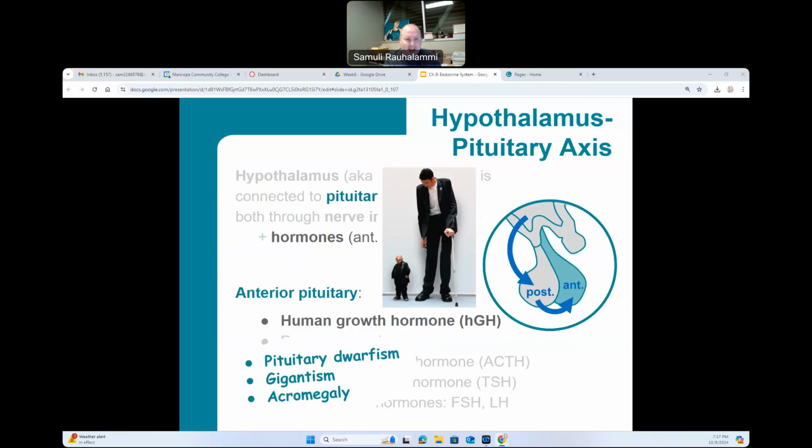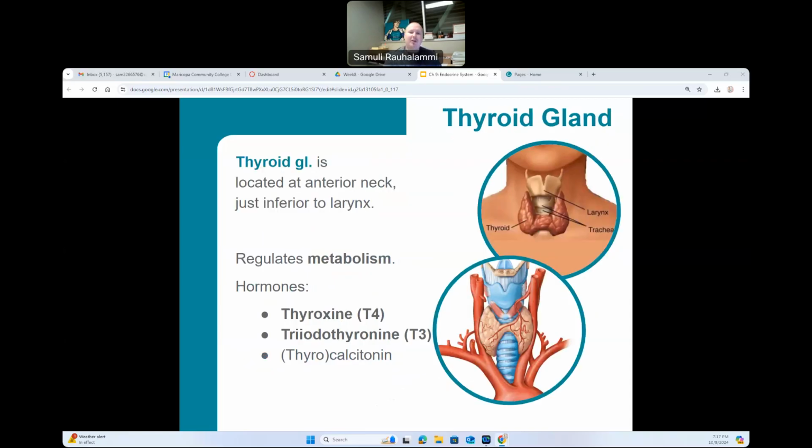Let's move onwards. Next, I want to talk a little bit about the thyroid gland. The thyroid gland is located at the anterior neck below the larynx, our voice box, and it produces two important hormones, T4 and T3. These hormones regulate our metabolism. So you can have too high a level of these hormones or too little of these hormones, and we're going to see, in response to that, either an overactive metabolic system or an underactive metabolic system.